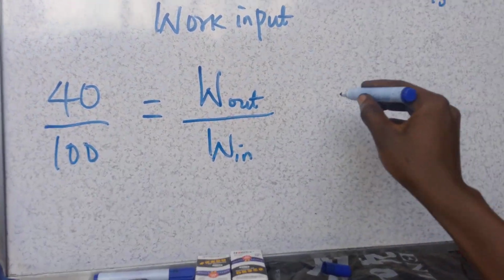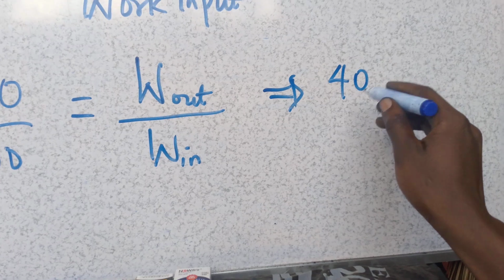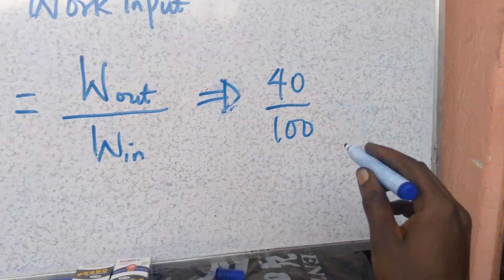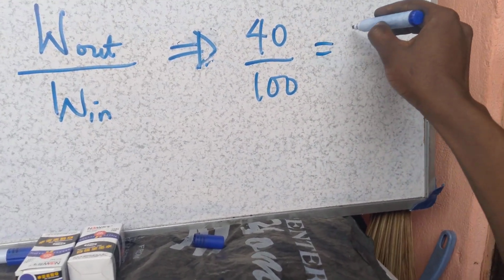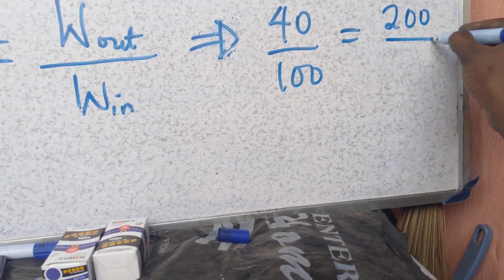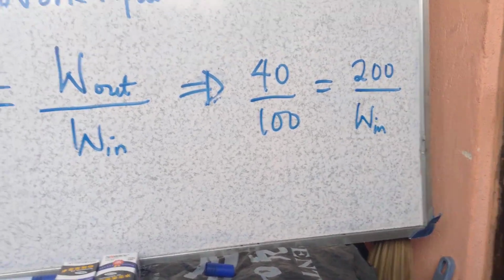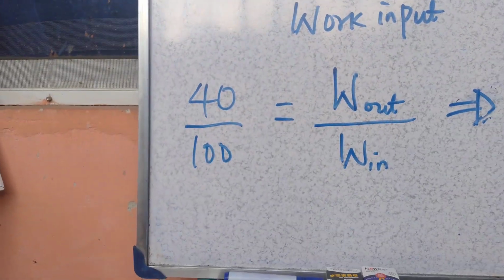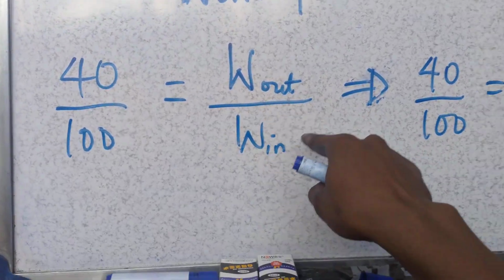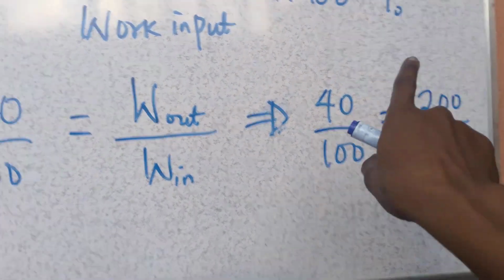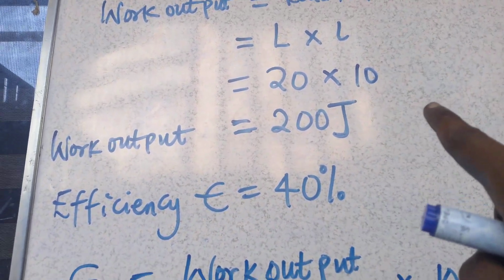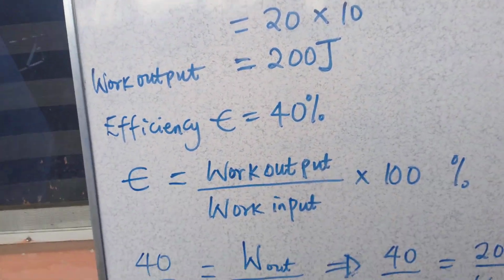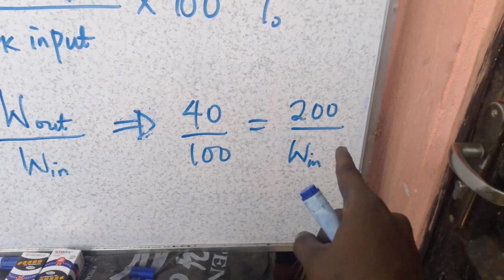So now this means 40 over 100 is equal to work output, which is 200 joules, over work input, which is unknown. The 40%, you just convert to a fraction. That's 40 over 100 equals work output over work input. We solved work output and we had 200 joules. That's my work output, 200 joules. So I now put it there. In place of work output, I write 200 all over work input.